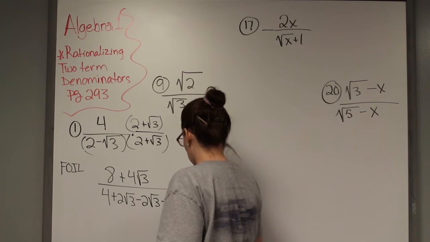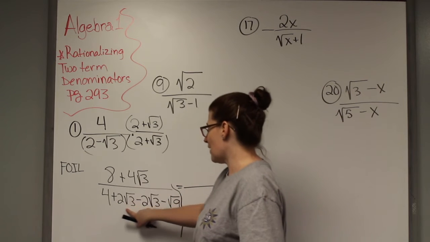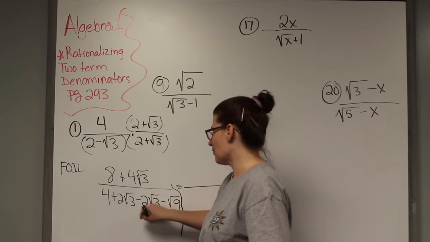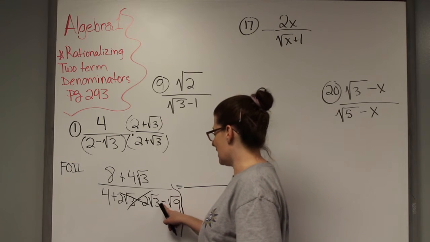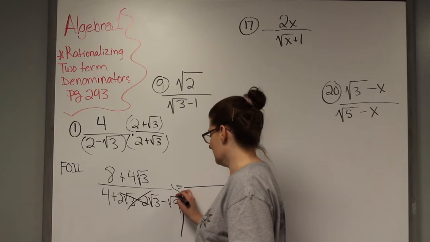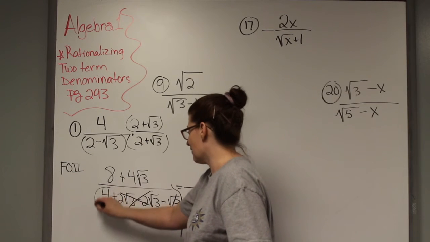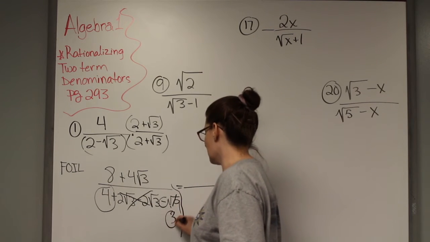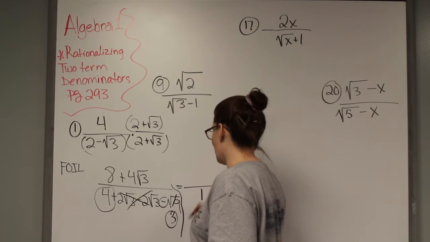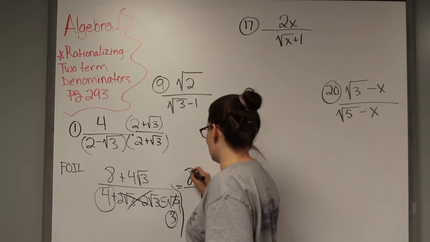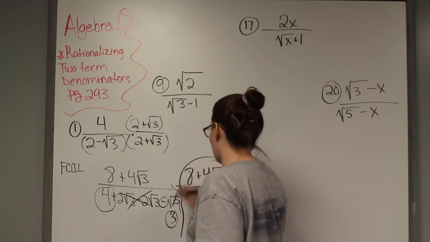So when I simplify that, a positive 2 radical 3 minus a 2 radical 3 cancels out. There's nothing there. Okay, the square root of 9 is 3. So essentially, I have 4 minus 3 left. What is 4 minus 3? It is a whopping 1. And then on the top, I still have this. And that is my answer.